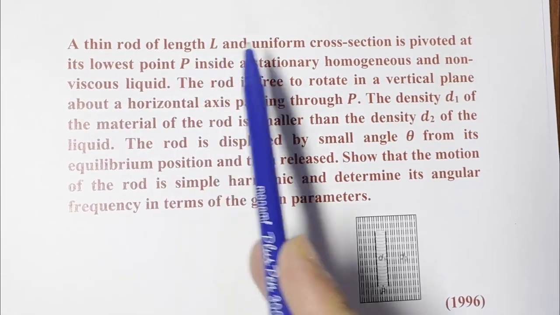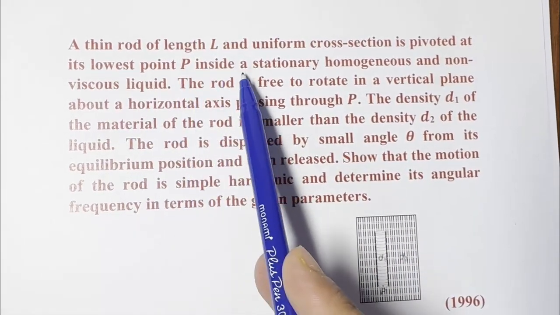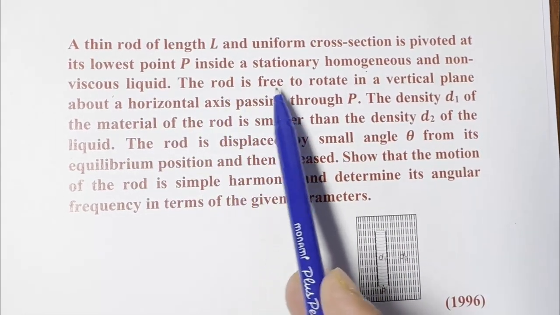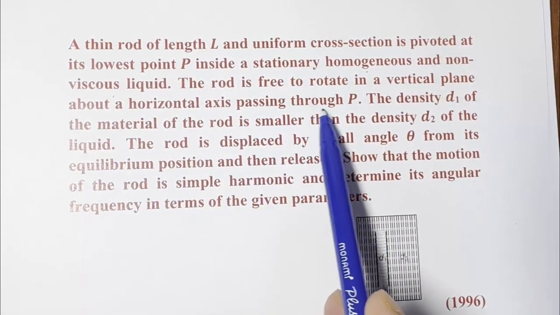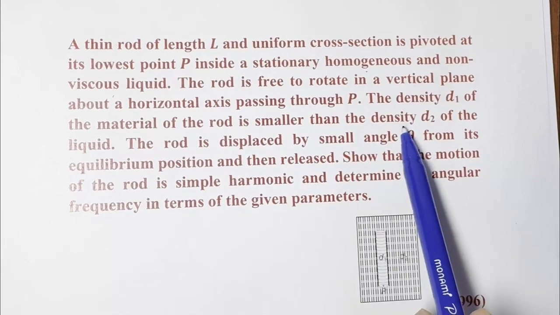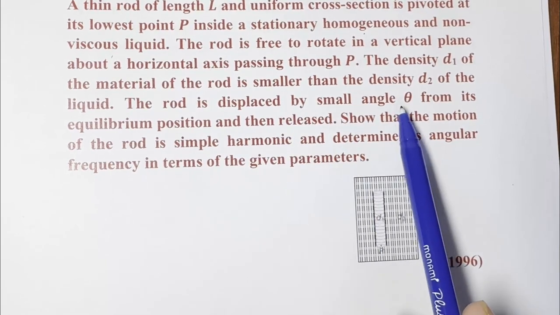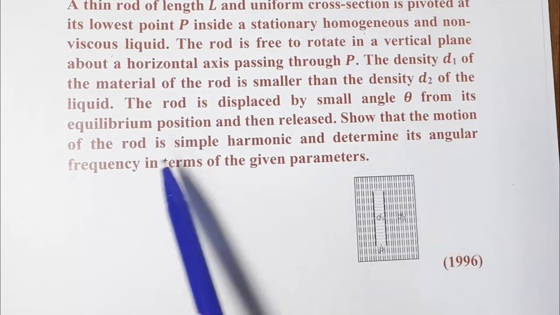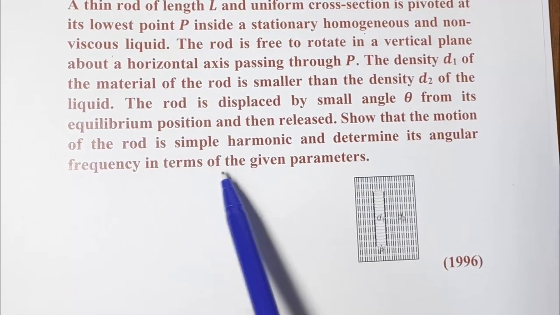A thin rod of length L and uniform cross-section is pivoted at its lowest point P inside a stationary, homogeneous and non-viscous liquid. The rod is free to rotate in a vertical plane about a horizontal axis passing through P. The density D1 of the material of the rod is smaller than the density D2 of the liquid. The rod is displaced by a small angle theta from its equilibrium position and then released. Show that the motion of the rod is simple harmonic and determine its angular frequency in terms of the given parameters.